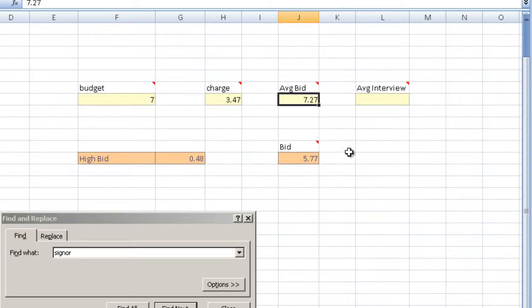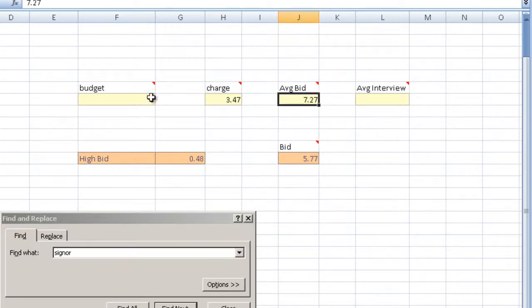So that's the second thing that you'll look at. If you don't have an average bid or average interview, then you'll have to base your bid strictly on the budget. So that's advanced bidding. That's beyond the basics that I described to you before, where you just look at the budget. So let me enter that amount.